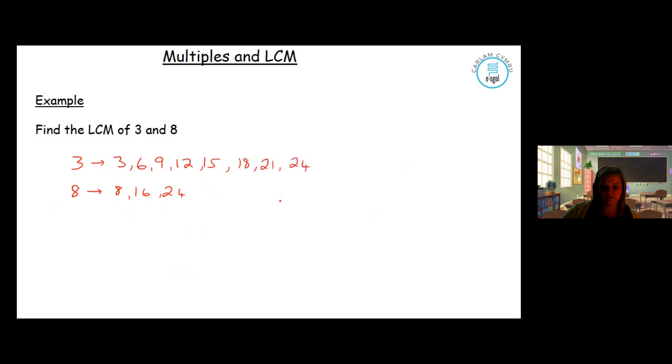And I can see now I'm stopping here because I have a number that is now in both lists. It's the first number I've come across that is in both lists. So that is my lowest common multiple. And so the answer is 24. Okay, so the smallest number that is common in both times tables is what you're looking for here.